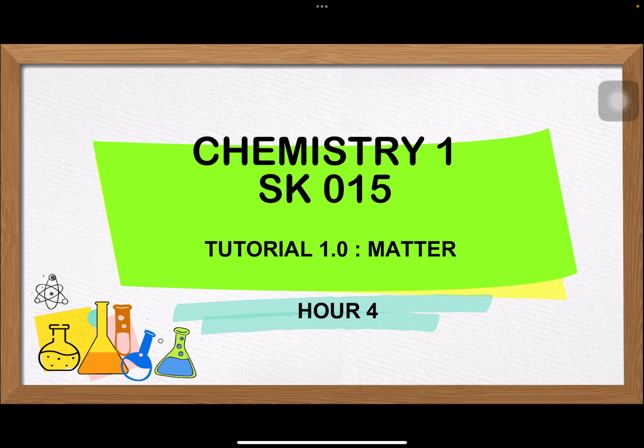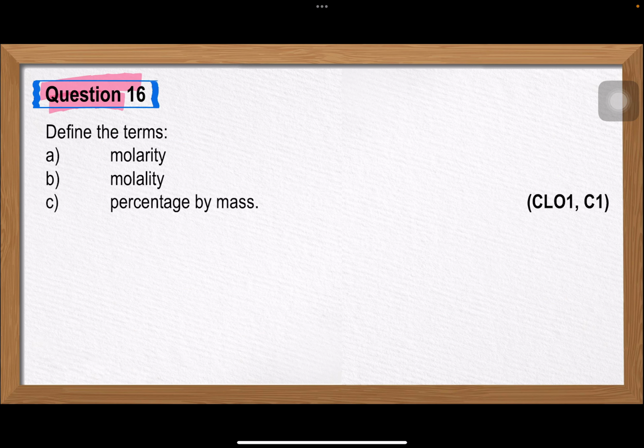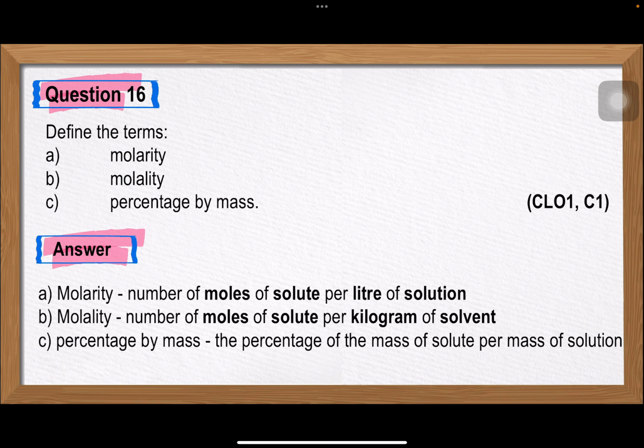We continue discussion of tutorial chapter 1, SK015, number 16. Define the term molality and percentage by mass. For CO1 you only need to refer to your book, or you need to remember this term. Molarity and percentage by mass are as follows.